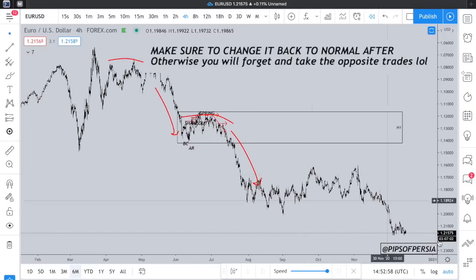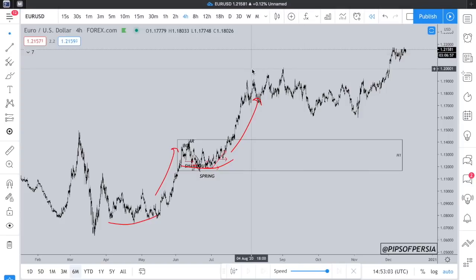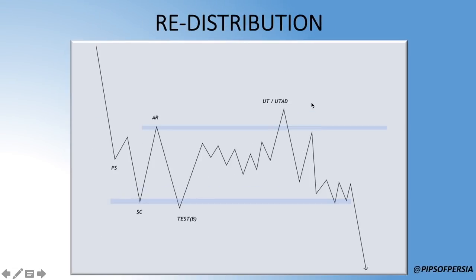I also have another video on redistribution, which you can find under the WYCKOFF introduction playlist on this channel. So I would encourage you to go and watch that if you want more information about redistribution. But let's speak about one major schematic for redistribution. Again, there are multiple different schematics for redistribution. However, this is the schematic that's most commonly seen, and also the schematic that's most commonly traded.